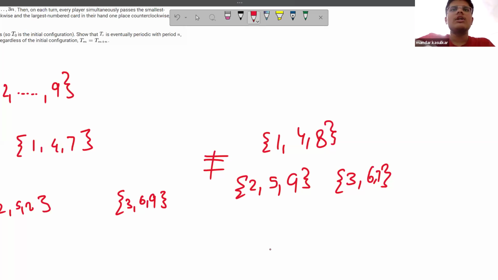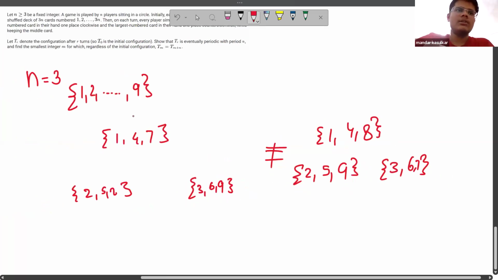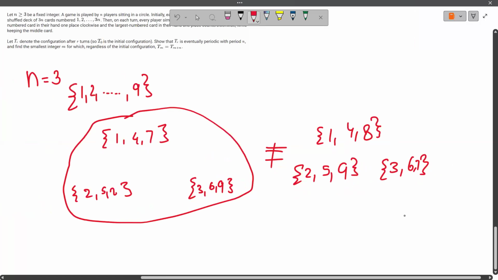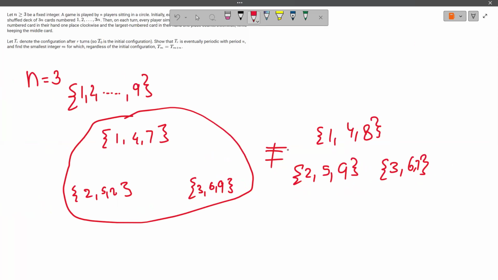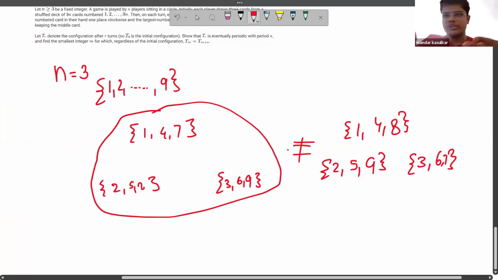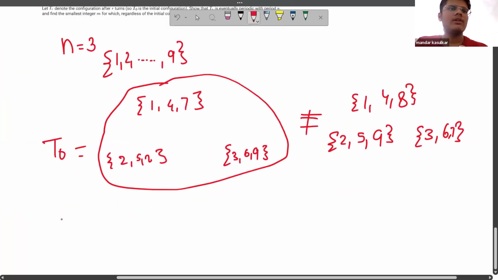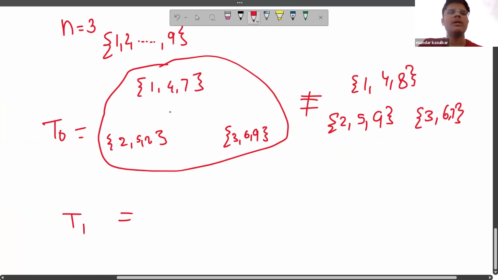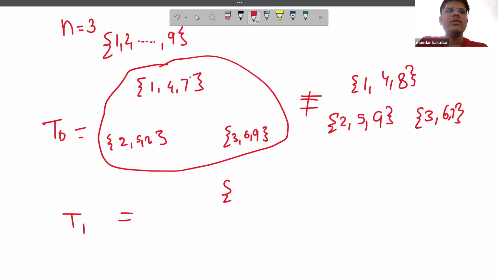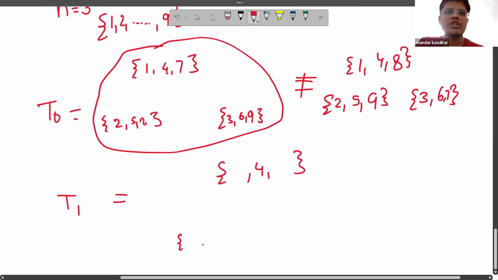Rudransh, do you understand what a configuration means? Just a second. Yes. Okay, so a configuration is simply what you're given as the original configuration. Call this T0. Then T1, you apply it once. So this is the largest guy, 7. The middle guy will just stay with him. Correct? Yes, the middle guys will all stay stationary. This is an 8.